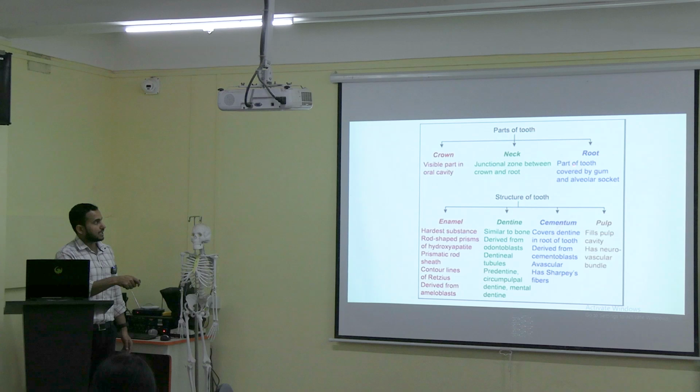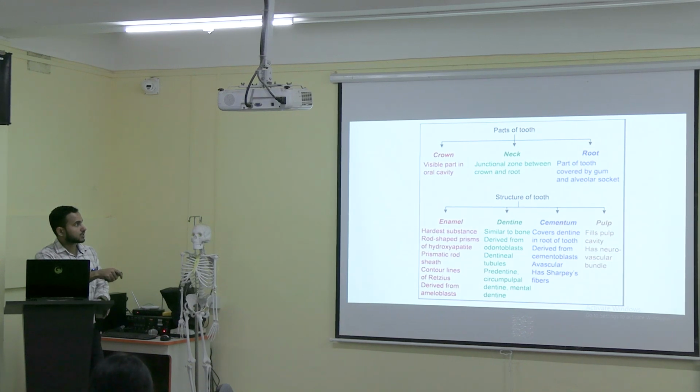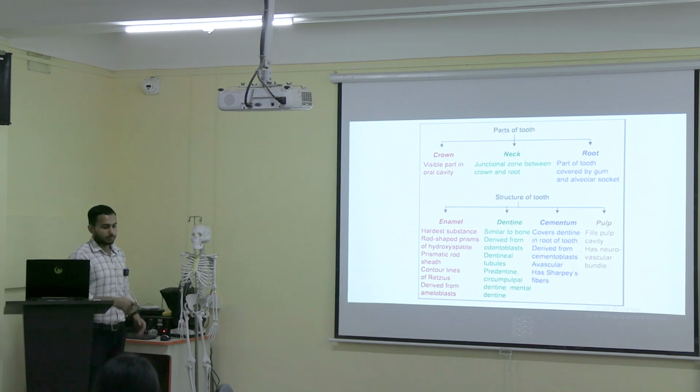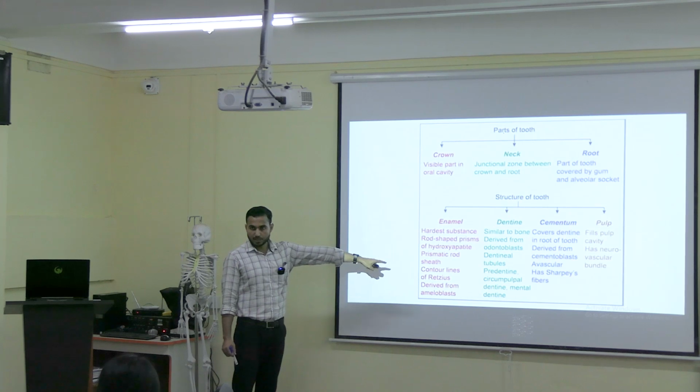Now this particular part is covered by gum, and an important structure is present that is called the periodontal ligament. In between the crown and the root, the junctional part is called the neck. Next, this is the main important part. Now if you concentrate over here, you have to write this in your practical notebook.